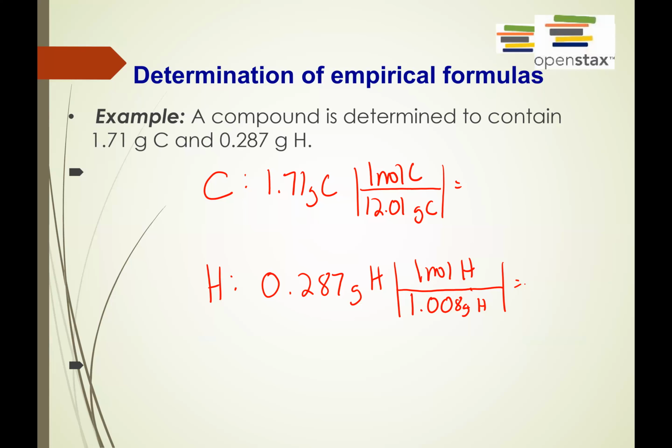So if we put these in our calculators, 1.71 divided by 12.01 gives us 0.14238. See how I kept 3? Some people ask, can I keep all my numbers? Sure, you can keep every number you want. The next one is 0.287 divided by 1.008. That gives us 0.28472. Okay, so that is step number 2.